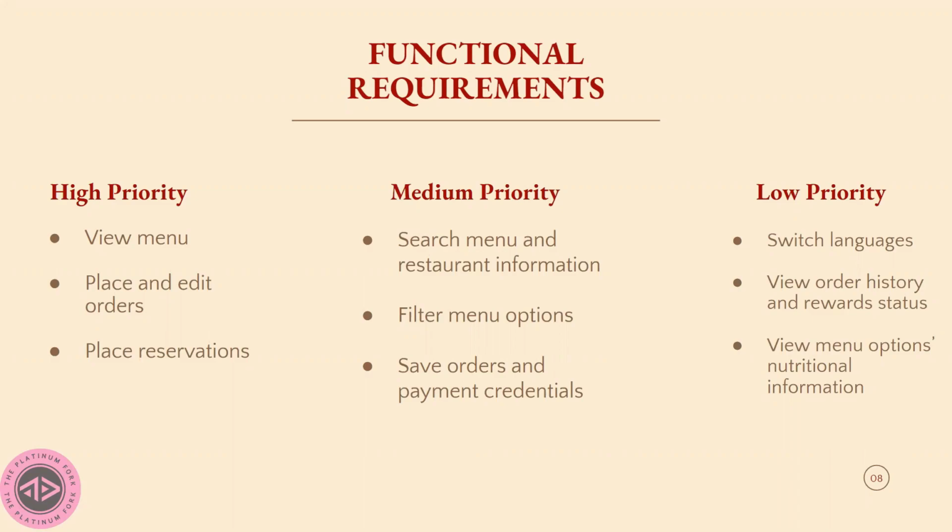On tier 2, we have medium priority, such as search menu and restaurant information, filter menu options, and save orders and payment credentials, just in case. An example of this is if you just want to go back to the restaurant, you won't have to redo everything you have to do in the initial stages of the app. Low priorities just have to deal with the visuals of the app, the layout of the app, etc.